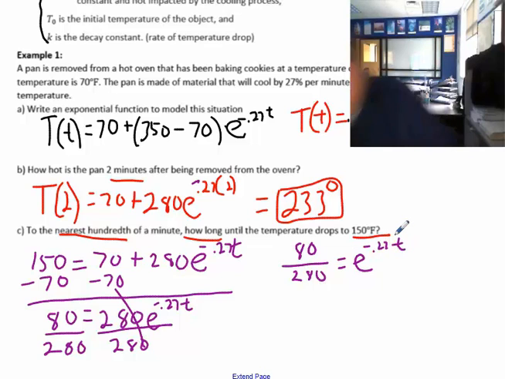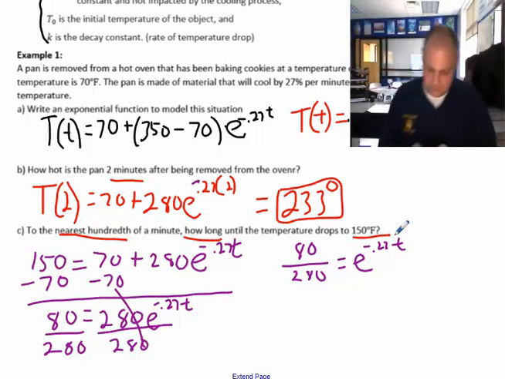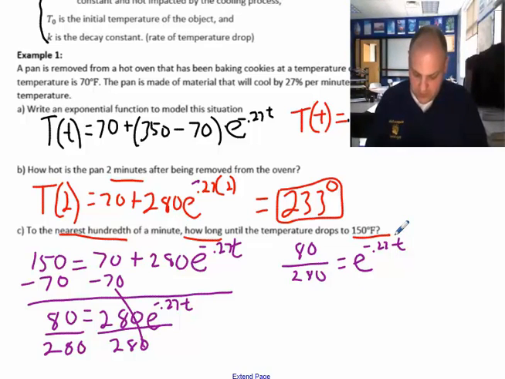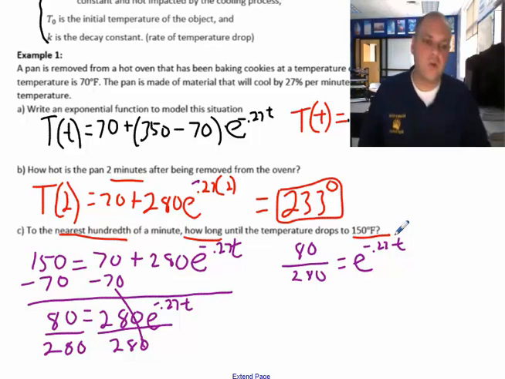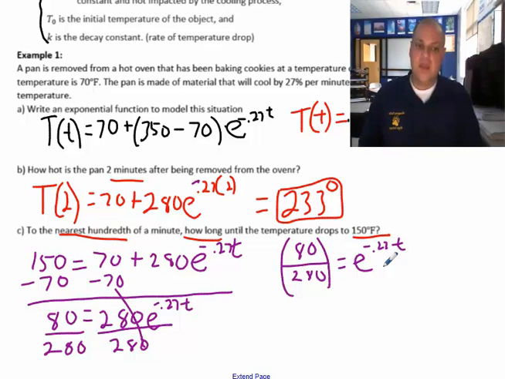Let me grab a calculator real quick, do that. 80 over 280. Okay, 0.2857 or so. The problem is when you divide it out, you get 0.2857142857. So I'm actually going to leave it as this, okay, because I know that my natural log is going to be a base e anyways.